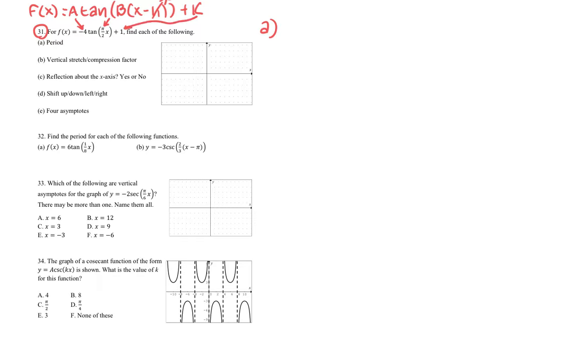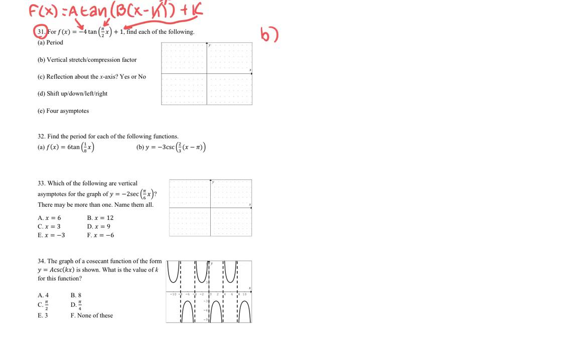Okay, so for our period, we know that our period formula is pi over b. So our period is pi over pi over 2, which the pi's will cancel and the 2 will flip to the top. So we'll actually just get 2 here. So that's our period. So for part B, we are asked to find the vertical stretch compression factor.